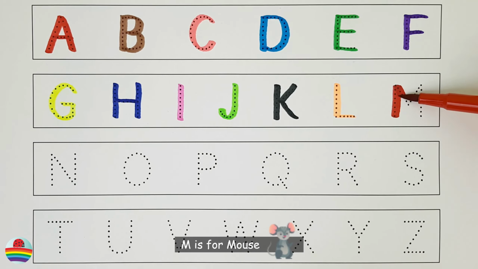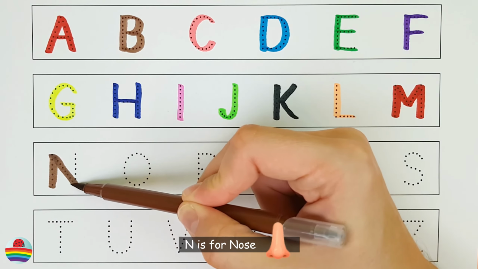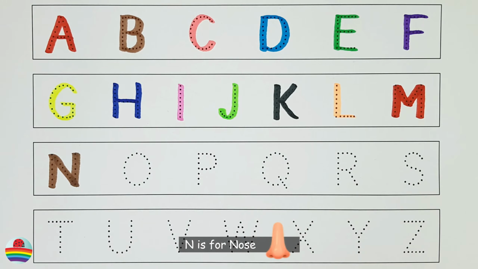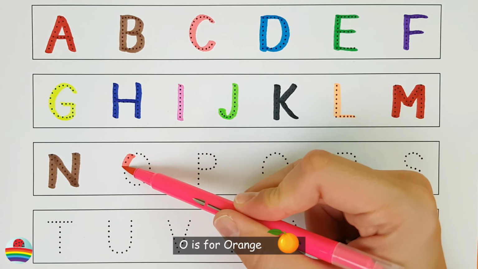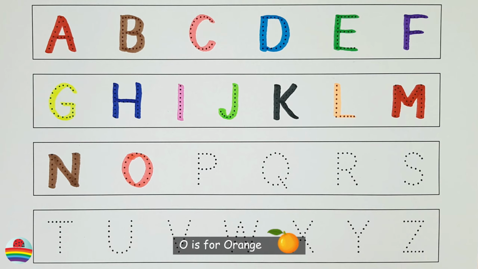M. M is for mouse. M. N. N is for nose. N. O. O is for orange. O.